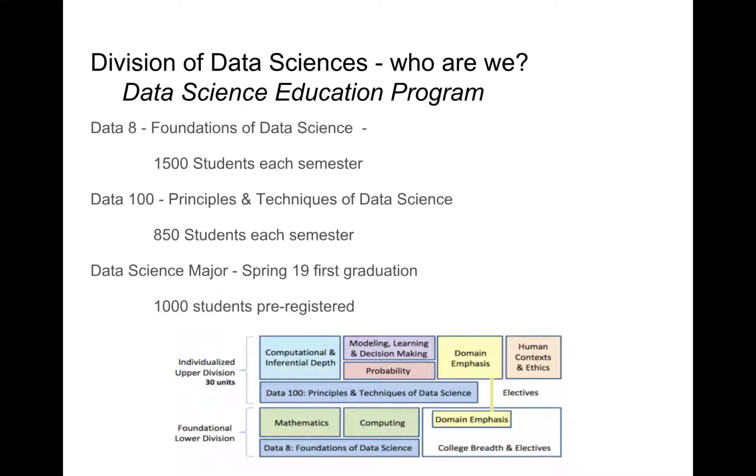The other huge class, 850 students each semester, is Data 100. So this is for people who want to go into data science as something they're majoring in or to add it on to computer science. There are about 200 people on the waiting list. So it's a really big class. There are also graduate students taking this class who want to level up on their data science.